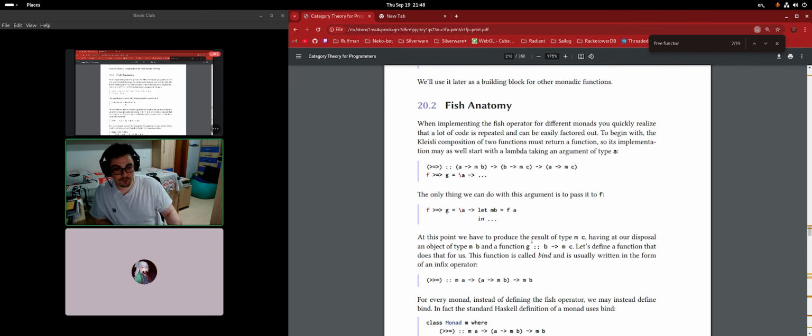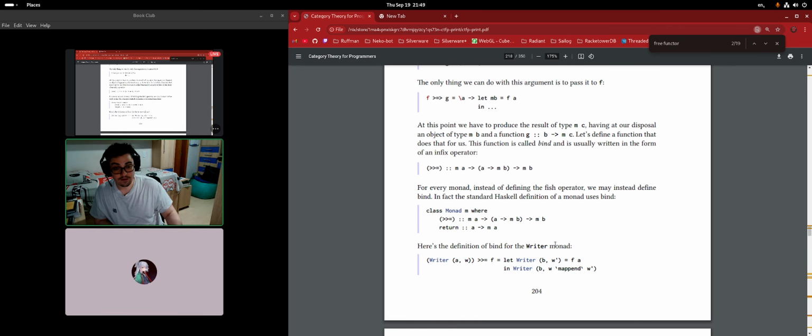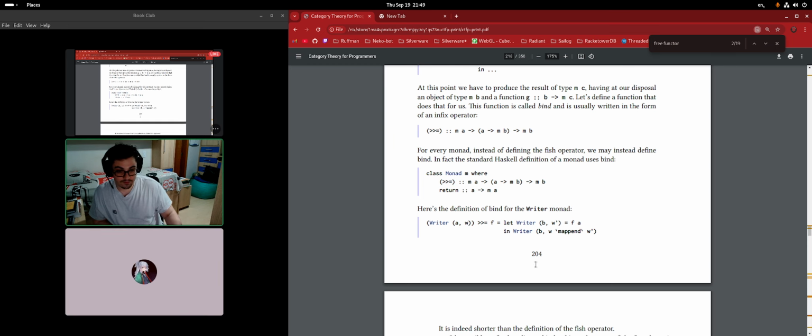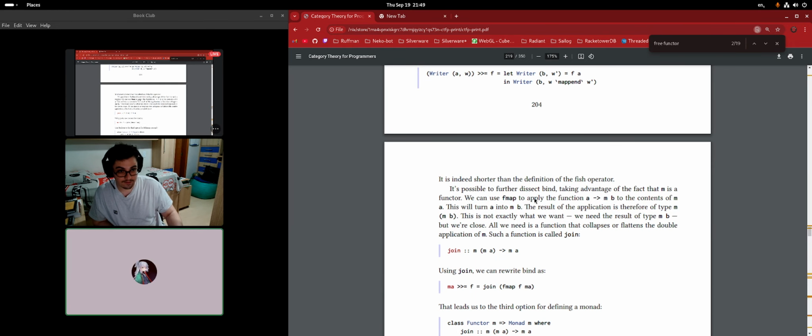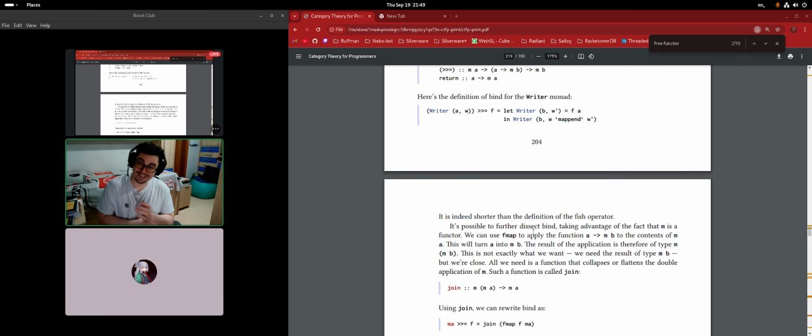At this point, we have to produce a result. Yeah, it's basically the type Tetris that I just explained, right? And then we go to the realization that actually in Haskell we use bind instead of fish. And here's the implementation of bind. I mean, fish is a perfectly fine function. I think I would use it as well. It's just because do notation exists, man. I think do notation kind of asks for bind.